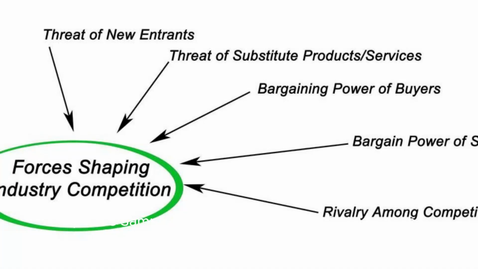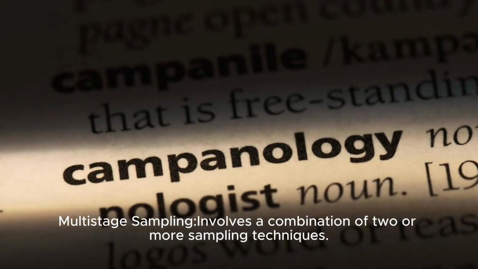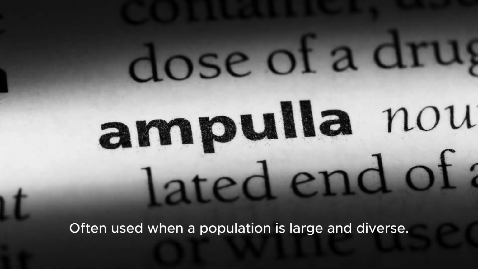Purposive sampling involves selecting individuals based on specific criteria relevant to the research question. Useful when the researcher seeks to include individuals with certain characteristics or expertise. Multi-stage sampling involves a combination of two or more sampling techniques. Often used when a population is large and diverse.